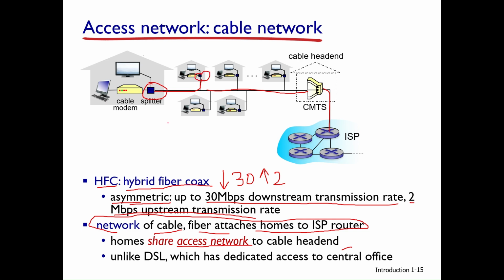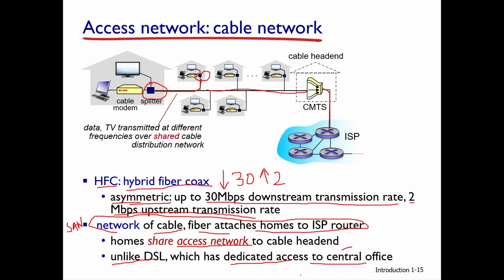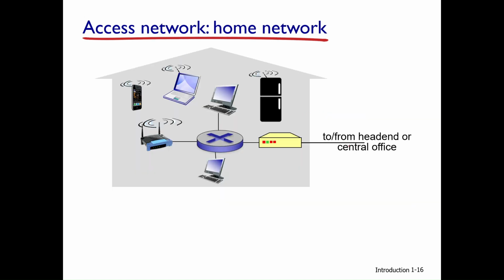Shared access network. Unlike DSL, which has dedicated access to the central office, cable data and TV are transmitted at different frequencies over a shared cable distribution network. The cable modem termination system, also known as CMTS, connects to or from the head end or central office.